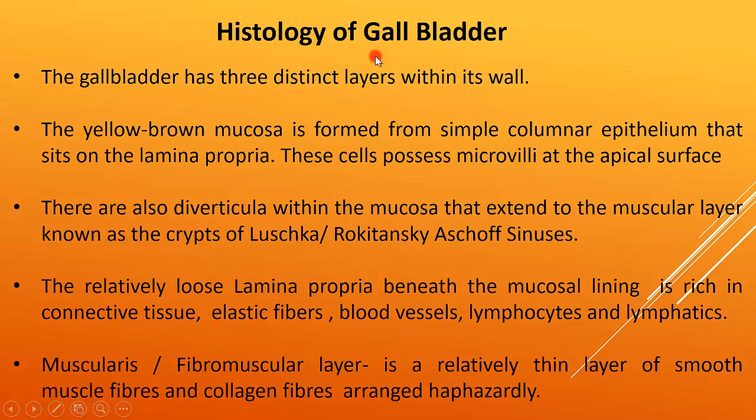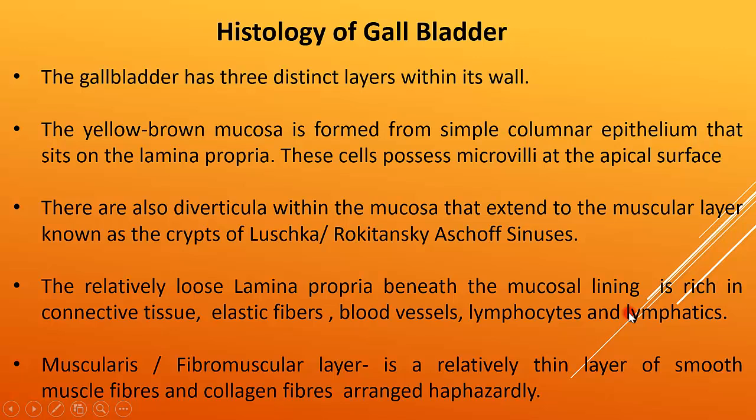Now we come to the histology of gallbladder. The gallbladder has three distinct layers within its wall. The yellow-brown mucosa is formed from simple columnar epithelium that sits on lamina propria. These simple columnar cells possess microvilli at the apical surface. There are also diverticula within the mucosa that extend to the muscular layer known as the crypts of Luschka or Rokitansky-Aschoff sinuses.